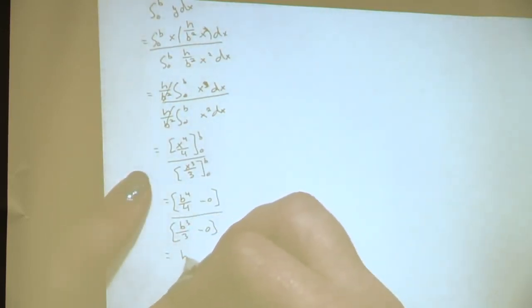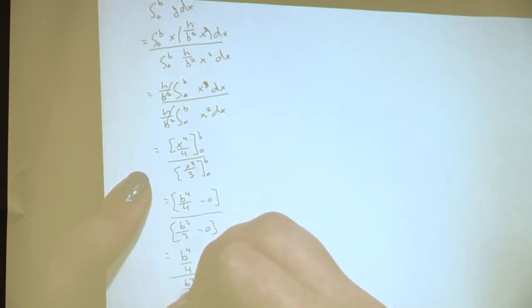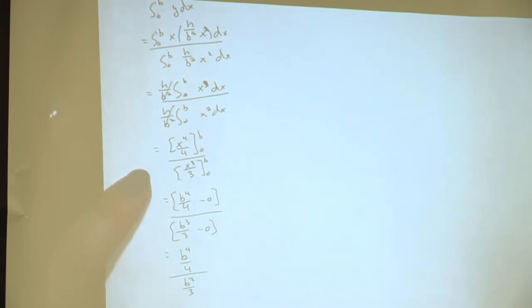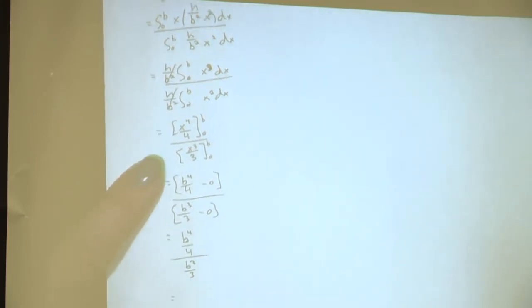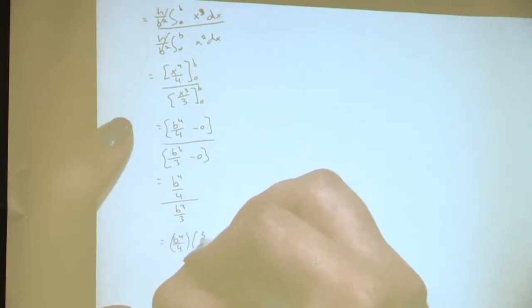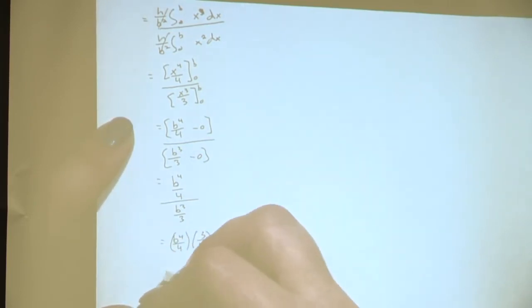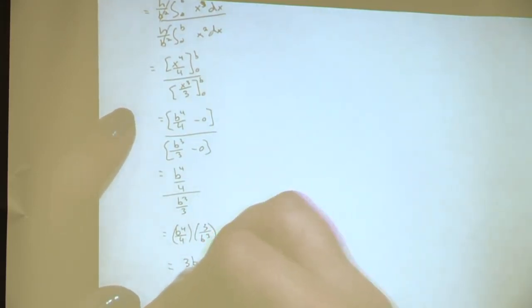If we write it as b to the 4th over 4 over b cubed over 3, how do we solve for that? 3b over 4. So that's the answer. But how do we get to that? What's one way to simplify this a little bit? Awesome. So instead of dividing by the fraction, we can multiply by its reciprocal. So we have b to the 4th over 4 times 3 over b cubed. And what would that give us for our final answer? 3 over 4. So 3b over 4.